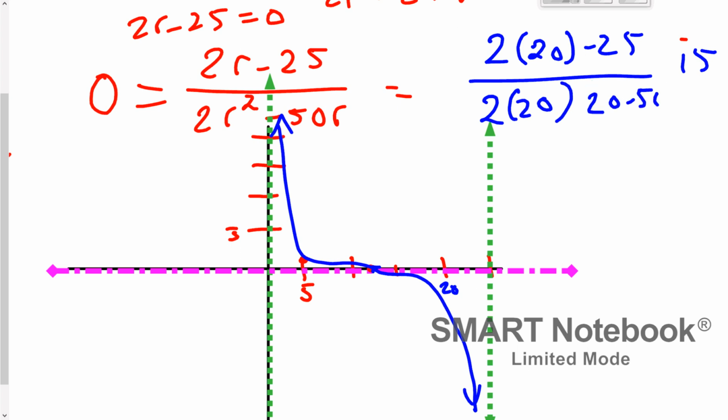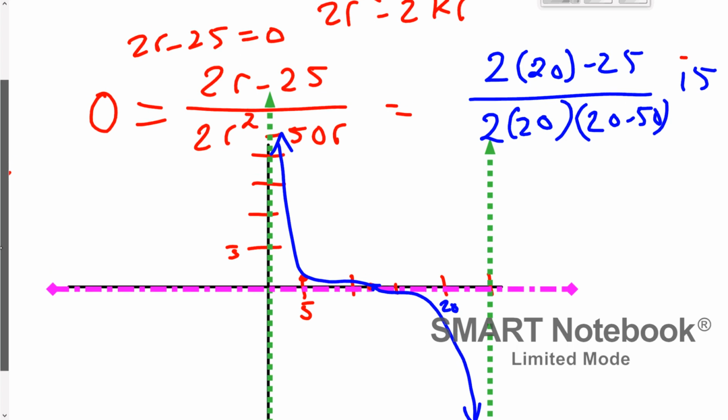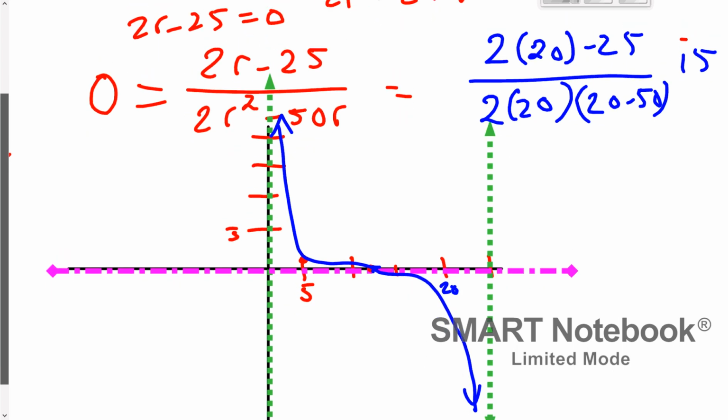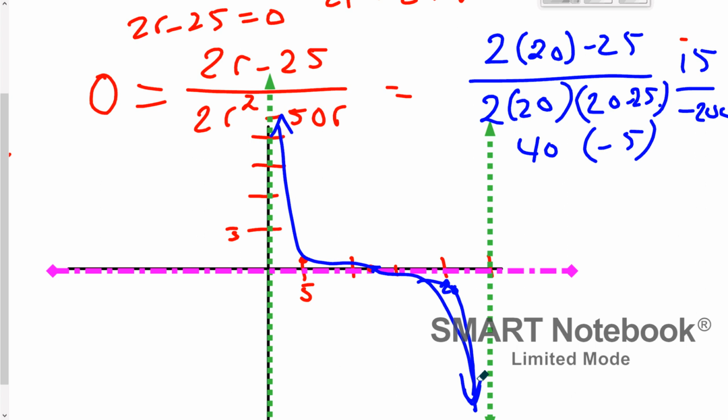20 minus 25, right? Because it's r minus 25. So we get a negative 5 here, and we get a 40 again here. So that's going to be negative 200. So it's the kind of opposite of that one, right? So somewhere right down here. So we can see it's going to go down. Remember, they always approach the asymptotes, right? The only time it crosses is when it's a horizontal asymptote, and we have to check that, which we already did.